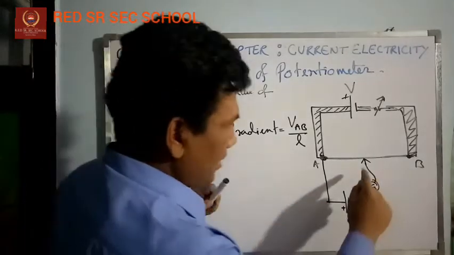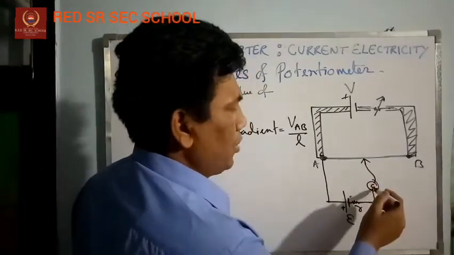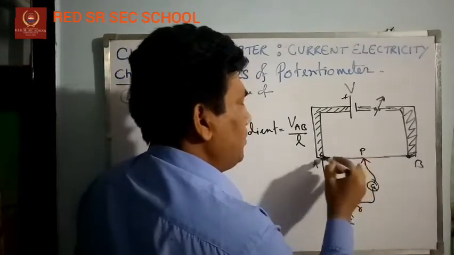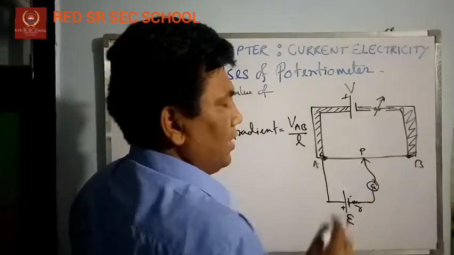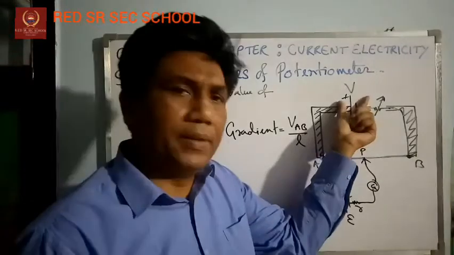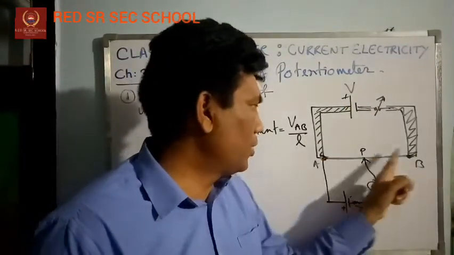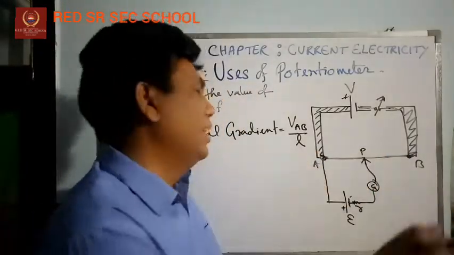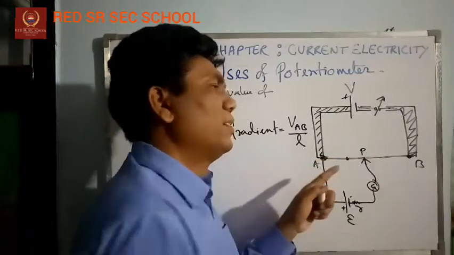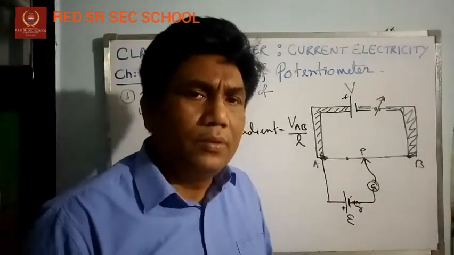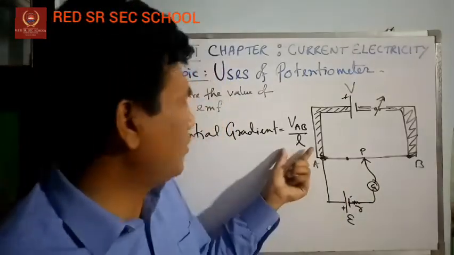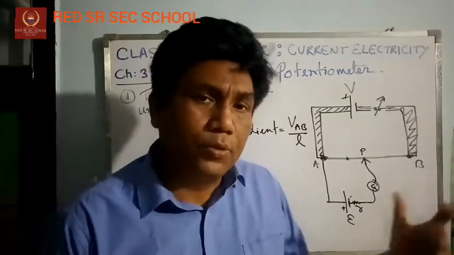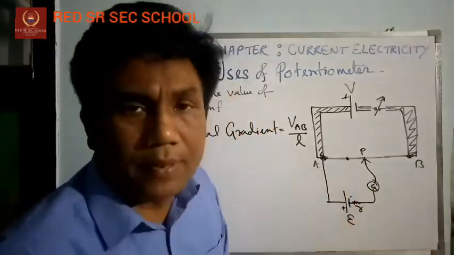So if the jockey is placed there and the galvanometer is showing deflection, it means there is a potential difference between A and P because of this volt. As you understand, say this is a 10 volt battery. It means the potential difference between this point and this point will be 10 volt, and between this point and the midpoint will be 5 volt. The potential difference between this point and this point will be somewhere less than 5 volt. We have to do it by the unitary method. If the potential gradient, meaning voltage drop per unit length, is constant, we can easily do it by the unitary method.